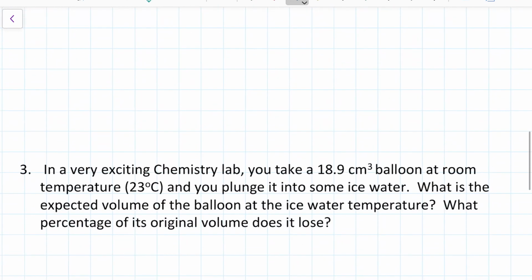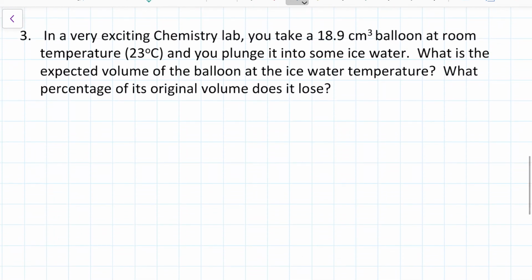All right. Let's go on to number 3. In a very exciting chemistry lab, are there any other types? You take an 18.9 centimeter cube balloon at room temperature, and they give you the room temperature. So this is going to be my volume, and this is going to be my temperature at that volume. So that's going to be V1 and T1. So I'm going to write that down. V1 equals 18.9. T1 equals 23.